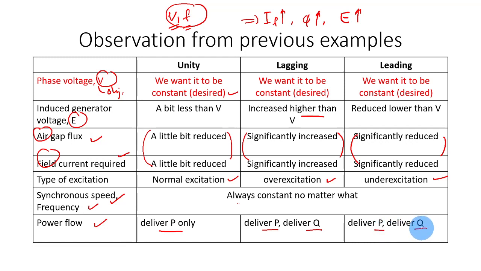As you can see, it's not very desirable to have a lagging or leading power factor, but we cannot avoid that because the system is predominantly dominated by these two, either leading or lagging. It's very rare to have a unity power factor in a large power system like in Malaysia. The power factor you can see is mostly lagging, around 0.9 something.